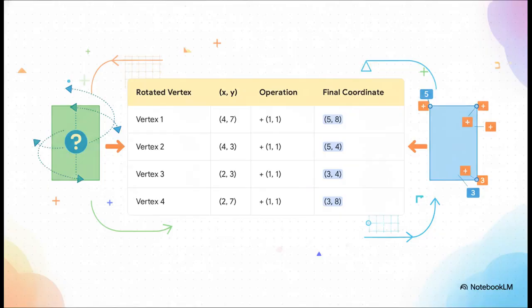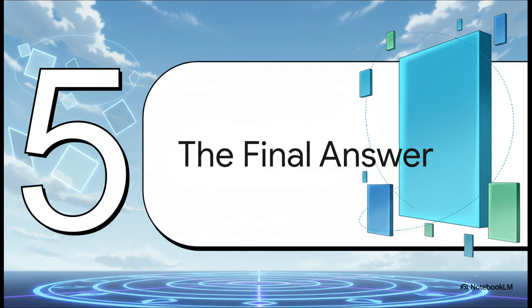And here's that last little bit of math. We take a rotated point, like (4, 7), we add (1, 1) back to it, and we get our final coordinate, (5, 8). We just do that for all 4 corners, and just like that, we have the final correct coordinates for our rotated rectangle. All right, the moment of truth. Let's see what our final answer actually looks like.